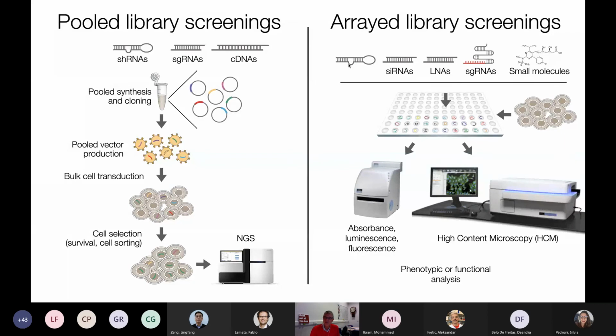separated from all the others. So, for example, in vials or in plates, so you have a collection of siRNAs, LNAs, single guide RNAs, small molecules, cDNAs, but each one in a different tube or well in a plate. And then you screen these individually.